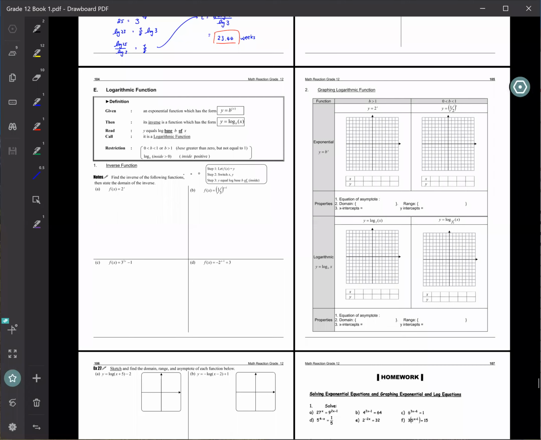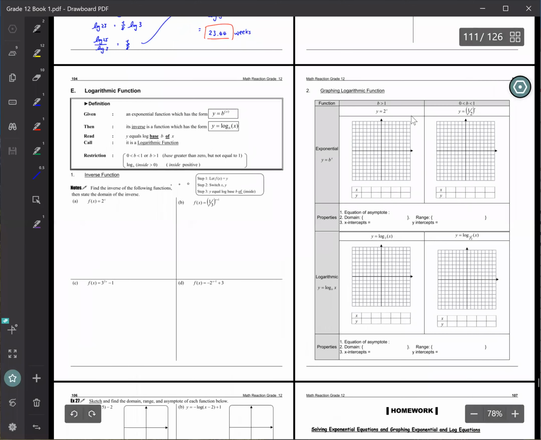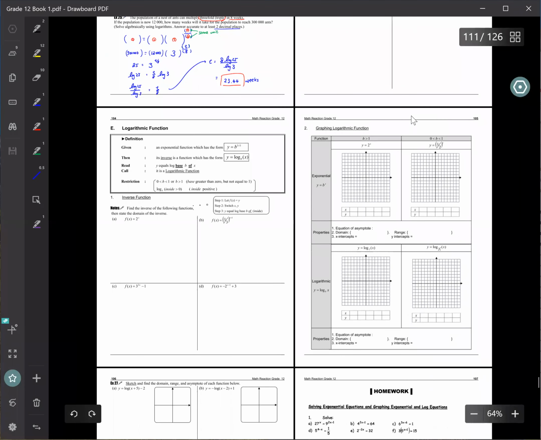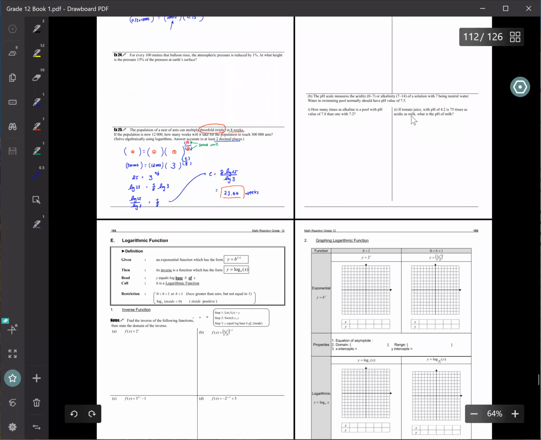What we are going to do is page 104. Okay, so it's about functions. All right, so let's quickly review exponential function because log came from exponents, right? You could change from exponential form to log form.